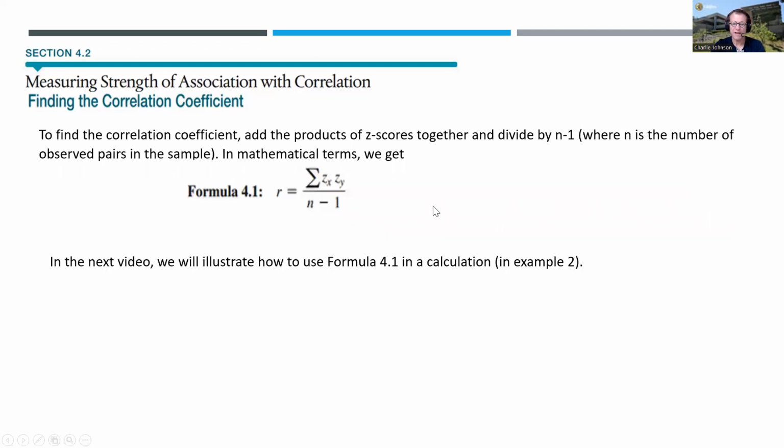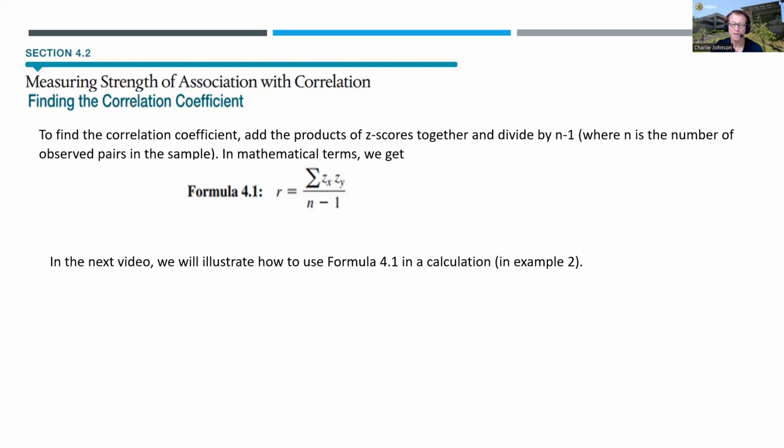So as we just said, to find the correlation coefficient, find all the z-scores of the observations, and then multiply them together. And the r value then is the sum of all those products, add them all up, and then divide by one less than the number of observed pairs in the sample. So in mathematical terms, it looks like that: sigma, or summation, of the products of the z-scores divided by n minus 1.